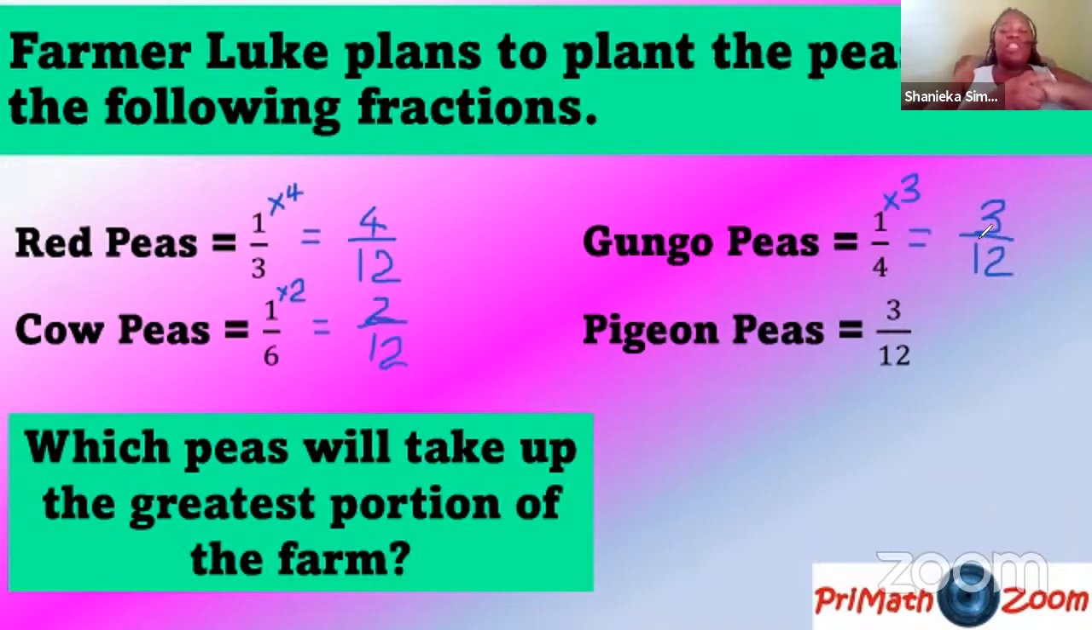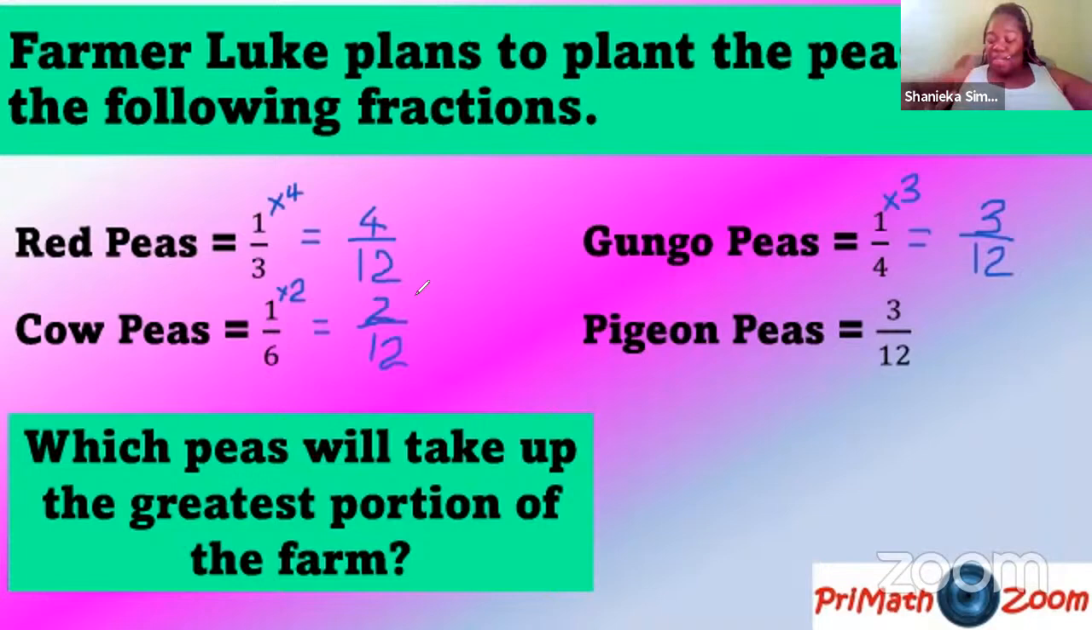So it says which peas will take up the greatest portion of the farm. So now that we have all of them having the same number of equal parts, meaning the same denominator, it simply means that we can go ahead and compare them. And which one would take up the greatest portion of the farm? It's the red peas. Red peas. All right, let me hear from the others.